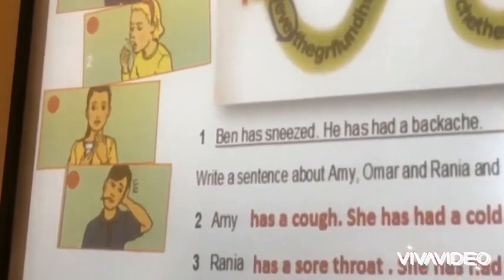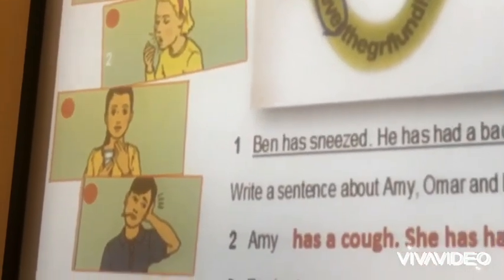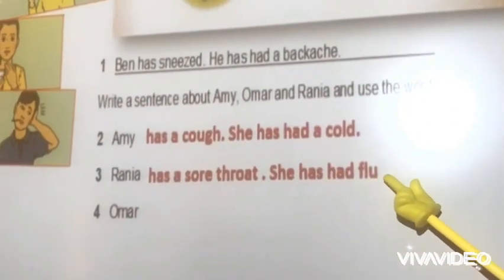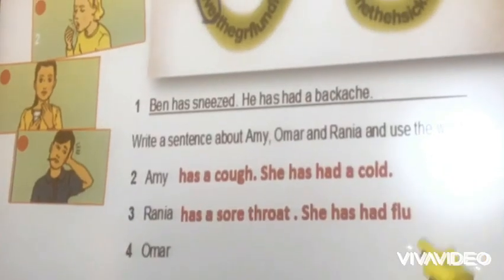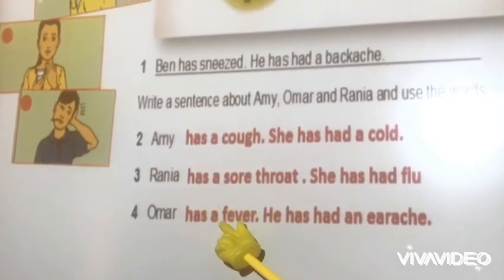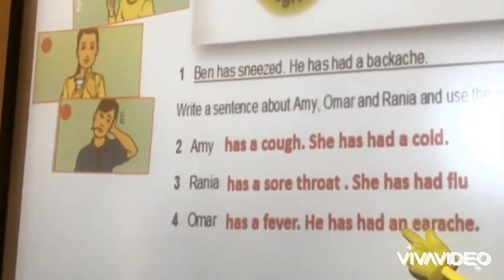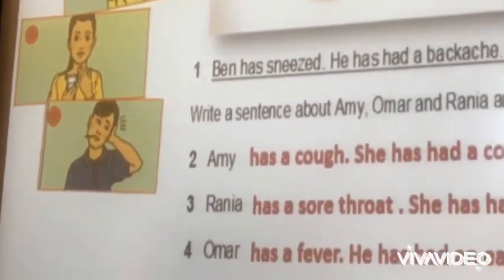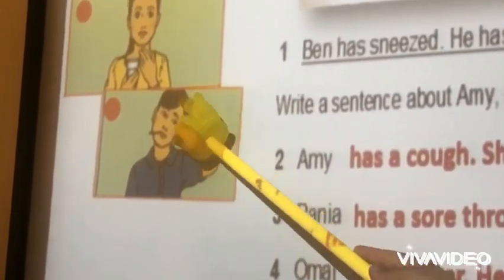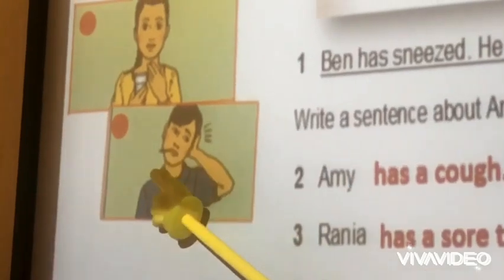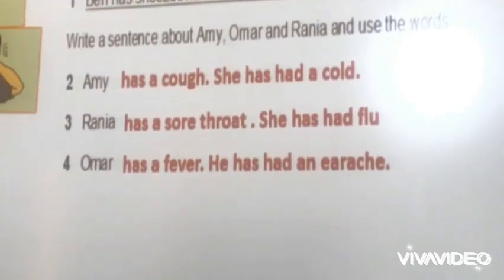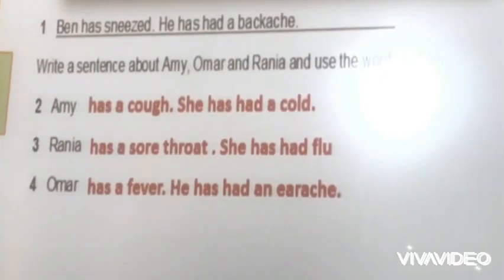Now let's write about Rania. Rania has a sore throat. She has had flu. Don't forget full stop. I forgot it here, okay? Number 3. Omar has a fever. He has had an earache. Look at Omar. Why did I write earache? Because look where his hand is. And he has a fever. Please check your answers, check your spelling before we go to the second question.